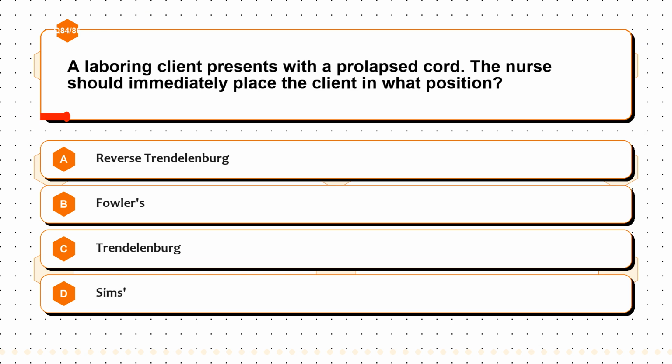Question 84. A laboring client presents with a prolapsed cord. The nurse should immediately place the client in what position? Here are the options. Option A, reverse Trendelenburg. Option B, Fowler's. Option C, Trendelenburg. Option D, Sims.